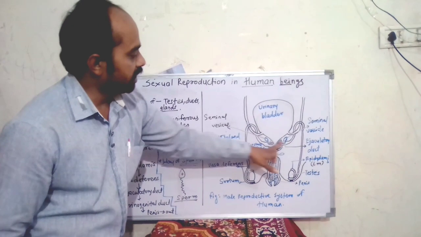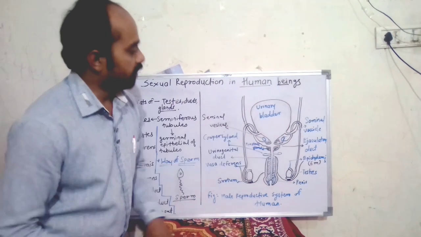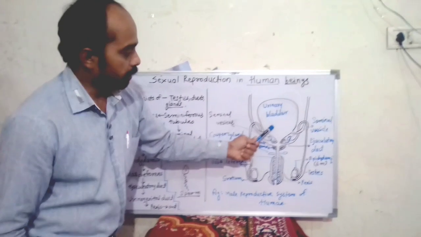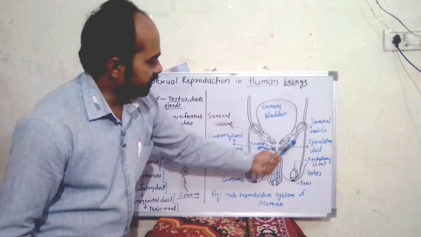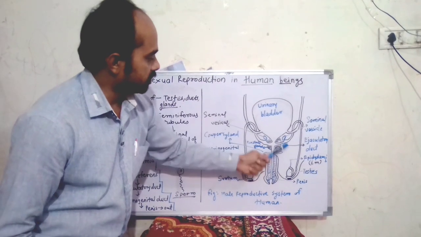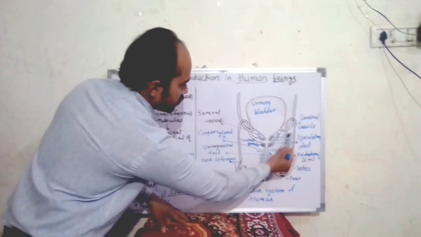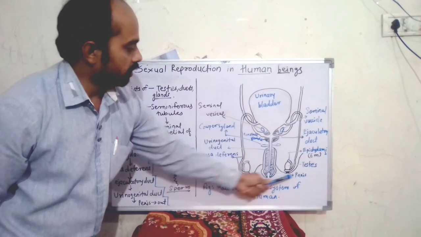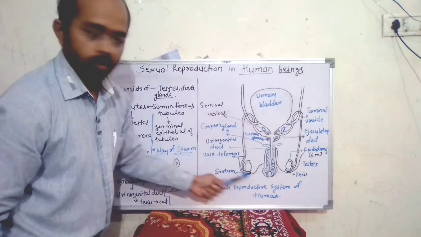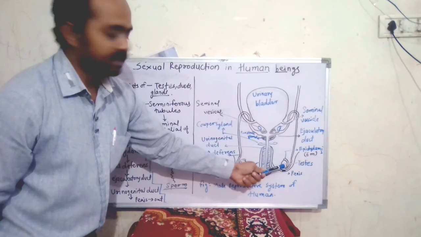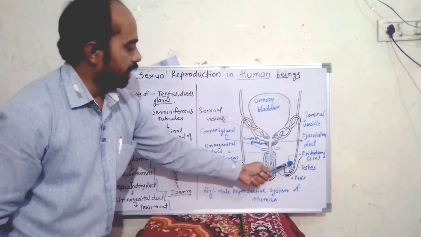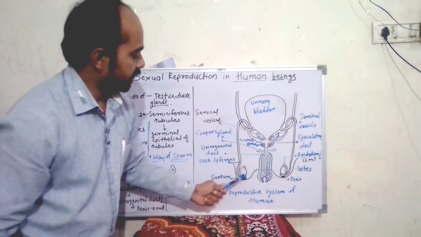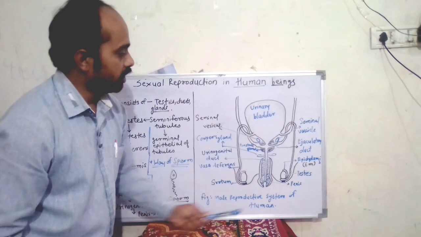These are the seminal vesicles. These are the urinary ducts that come from the kidney to the urinary bladder, and this is the ejaculatory duct. And this is the testis. It is the scrotum. Inside the scrotum there is a testis which is covered with the epididymis, vasa efferentia and rete testis. A pair of testes is present in the scrotum.